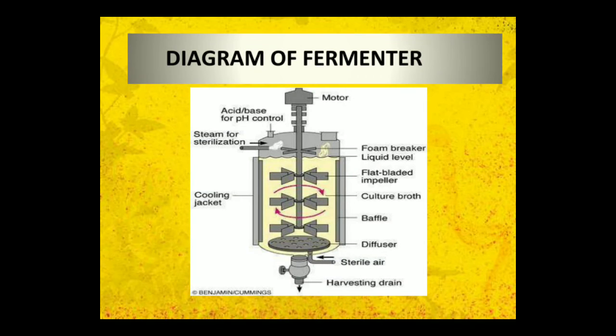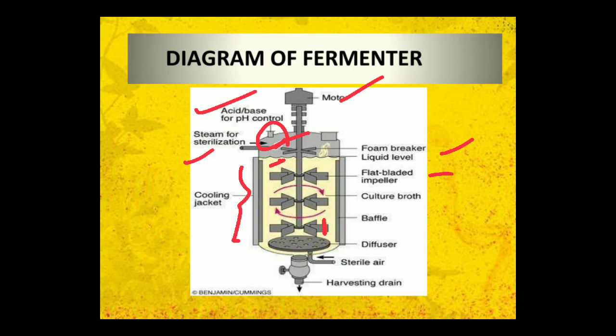You can see that it has a motor which is driving the whole system. There is an acid base control for pH. Steam for sterilization can be given from this inlet. This is the inlet. Foam breaker and liquid level are there. The propellers are there, that are flat bladed impellers. We keep the culture broth here in this vessel. This is the culture vessel. This whole system is the culture vessel.